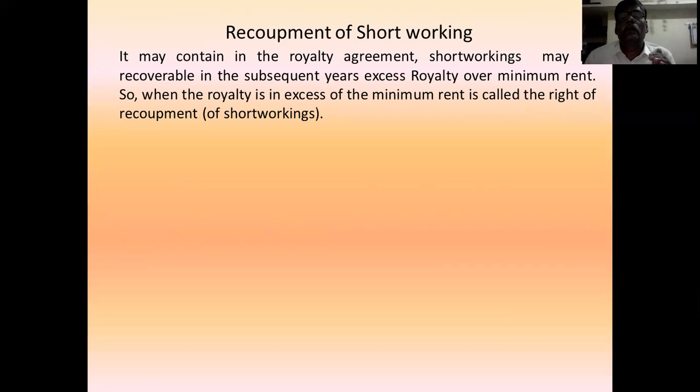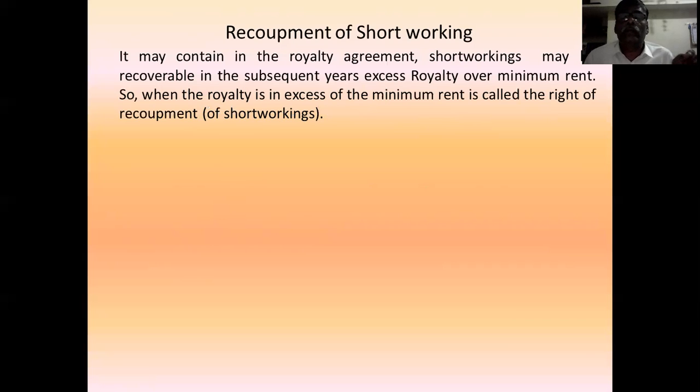Not all of it, only up to the excess amount. From the excess amount, not from the royalty. If royalty is more than the minimum rent, then from the excess of royalty, you are permitted to recover short working of the previous year. That is called recoupment of short working. So when the royalty is in excess of minimum rent, it is called the right of recoupment.